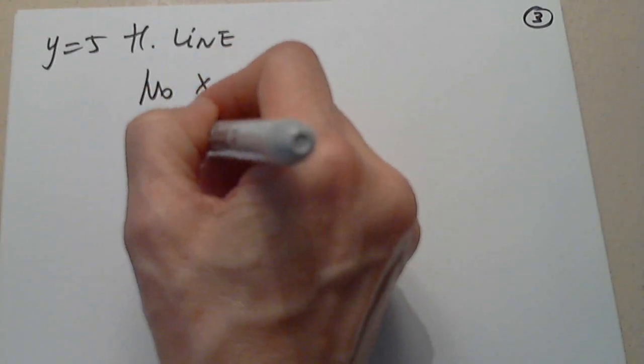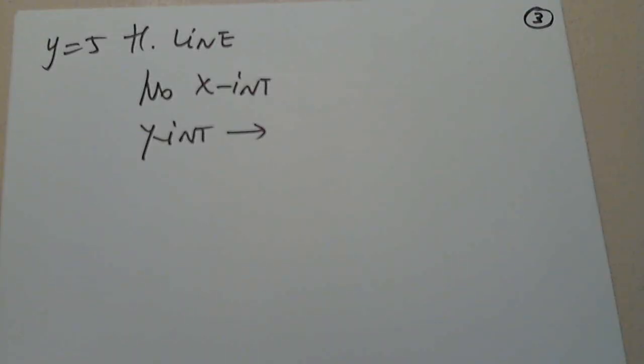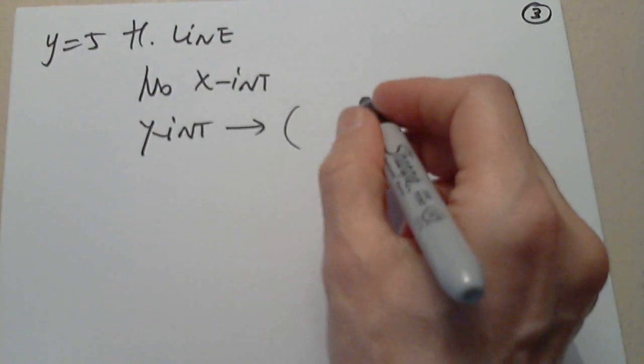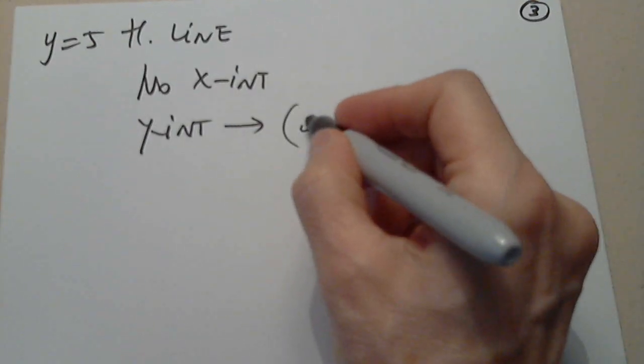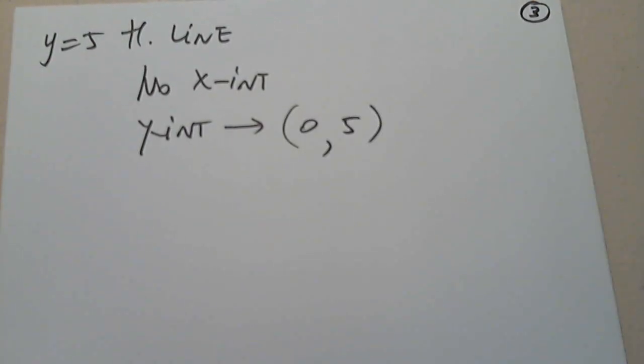So no x-intercept. Does it have a y-intercept? Yes, it's 5. Exactly. In an ordered pair format, please. Correct. (0, 5). Indeed, because the equation of the y-axis is x equals 0, of course. (0, 5). Oops, I'm sorry, you couldn't see this.